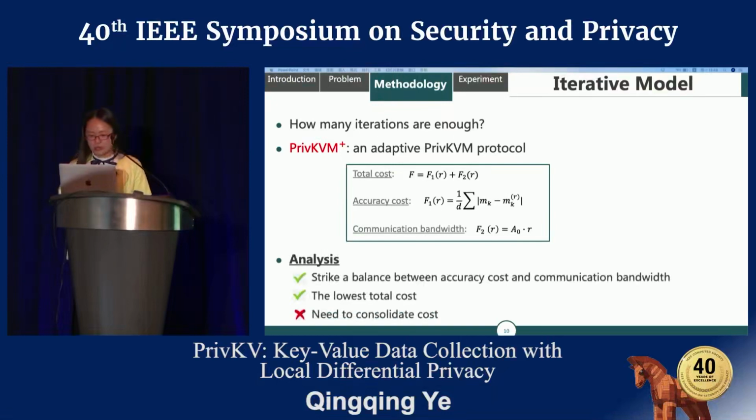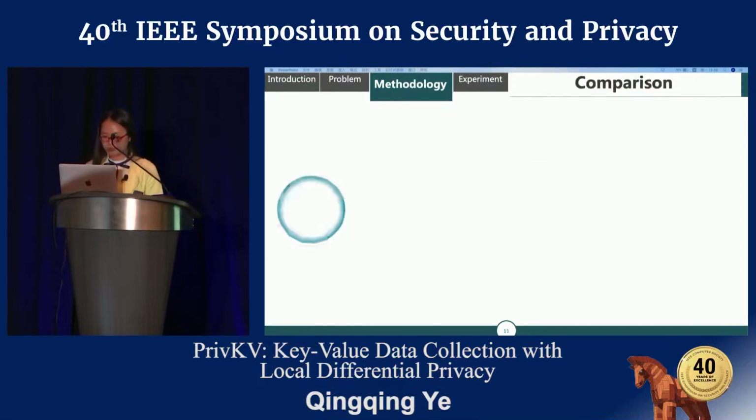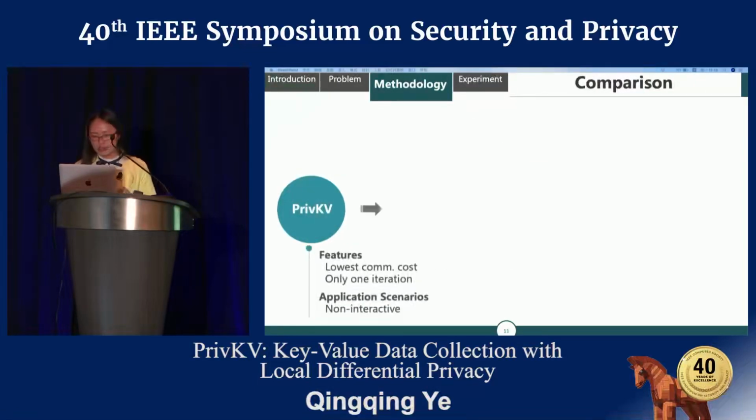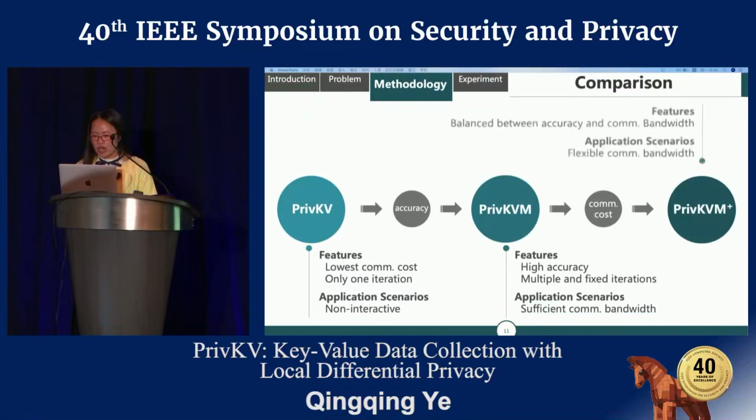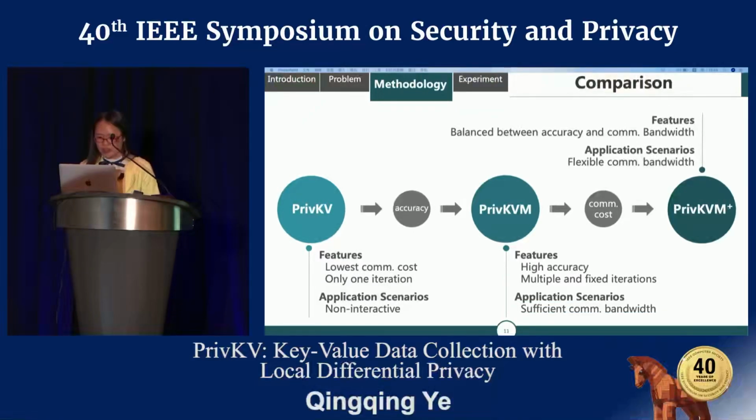Obviously, this approach strikes a balance between accuracy cost and the communication bandwidth, and has the lowest total cost. But it still needs to consolidate cost. Here is a comparison of these three proposed solutions. PrivKV+ is based on PrivKV, which improves the accuracy. And further, PrivKV+ strikes a balance between accuracy and communication bandwidth.